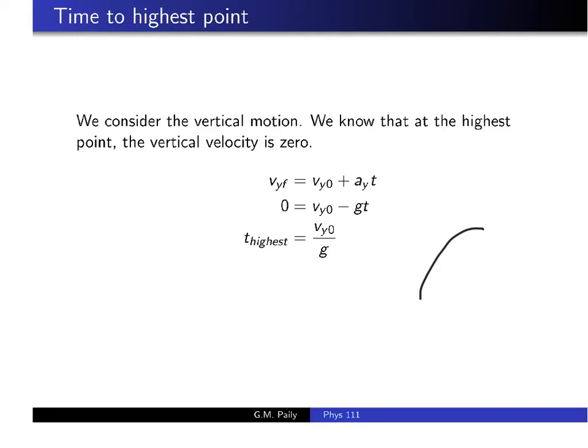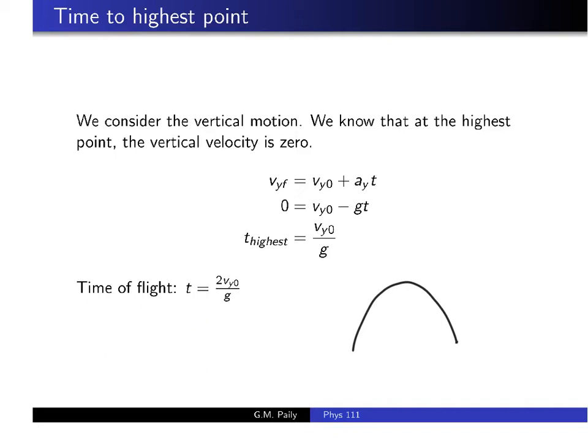So if we simply double it, we will get the time for the full flight. We can call this the time of flight, and its value is 2 Vy naught over g. Again, the units work out. In the numerator we have meters per second, in the denominator we have meters per second squared, and so the final result is simply seconds.